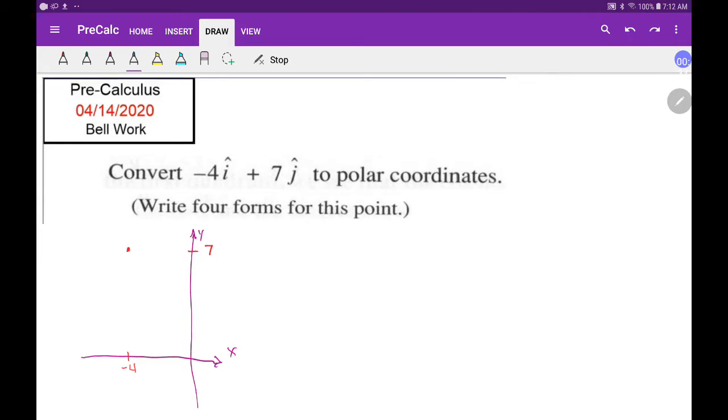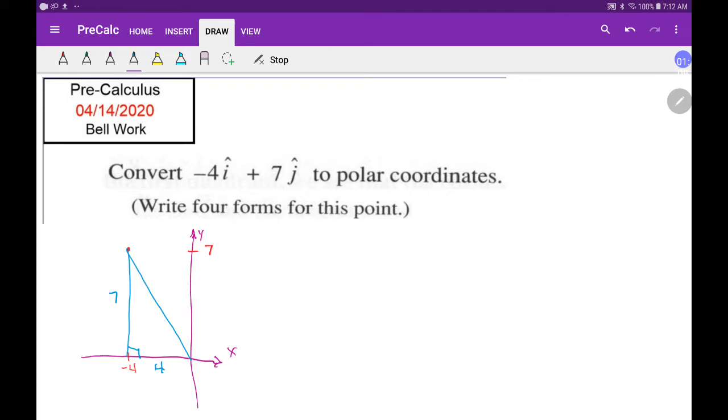Well, let me connect to the x-axis first. There we go. All right, so really I should be thinking about the hypotenuse first. So I swung into the second quadrant, and I built myself a triangle there. And I know that it's 7 high and 4 across the bottom. And I want the polar coordinates.